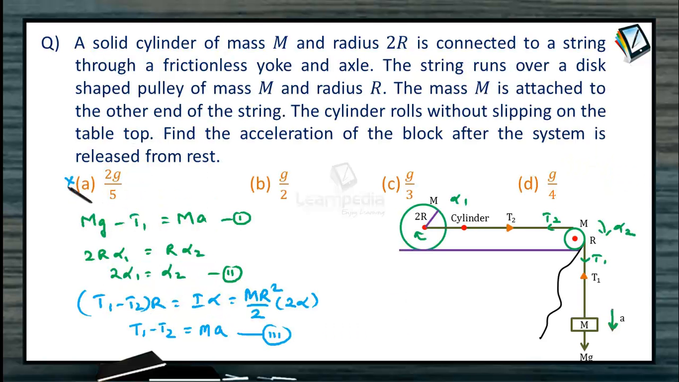So 2g by 5 is the wrong option, g by 2 is a wrong option, g by 3 is the correct option, g by 4 is also a wrong option. So the correct option will be option C.